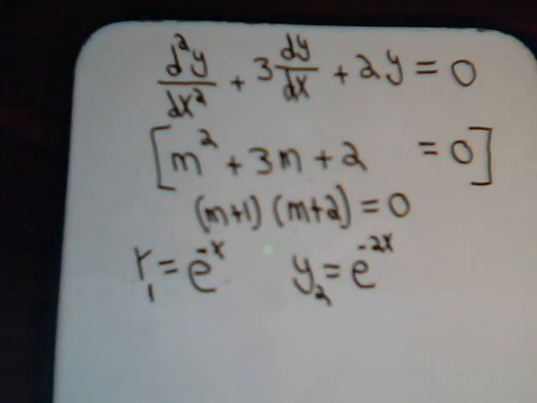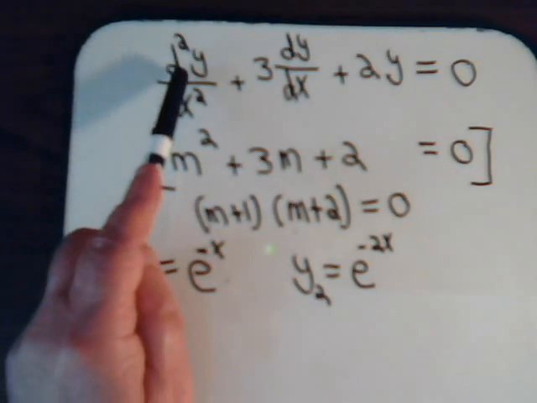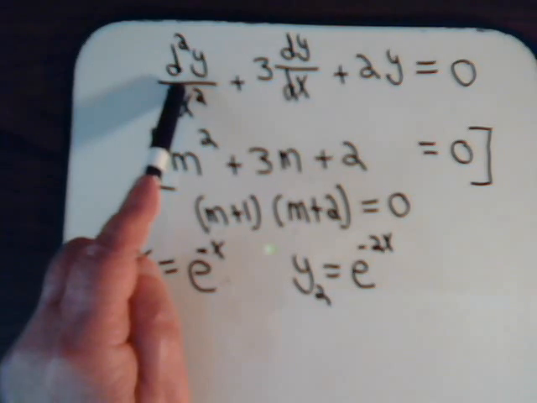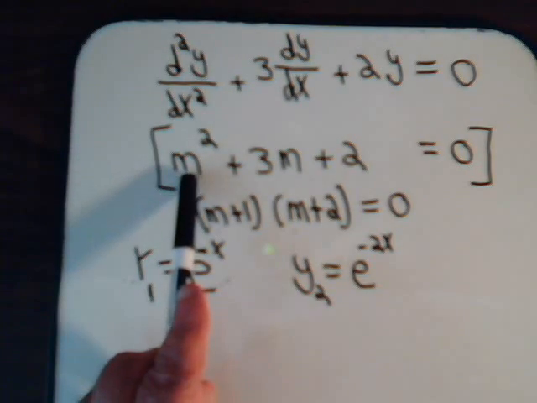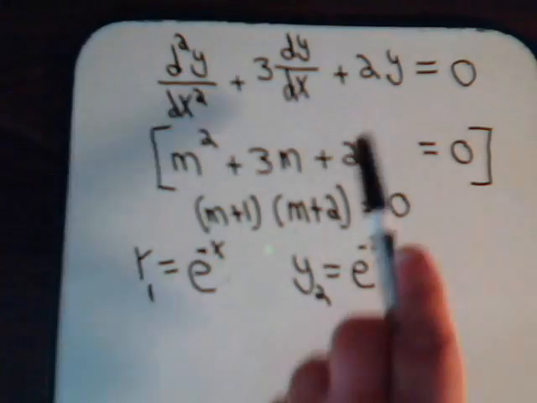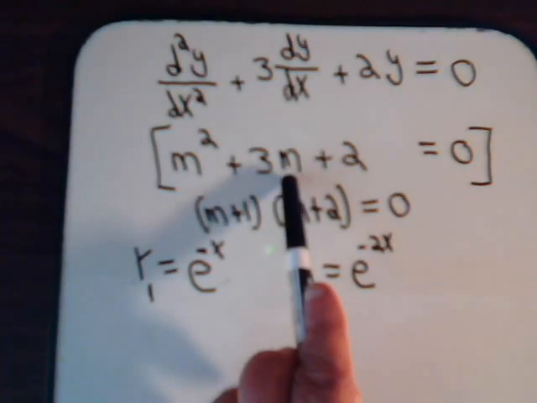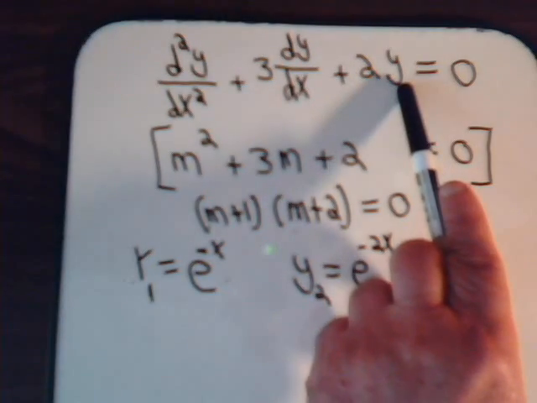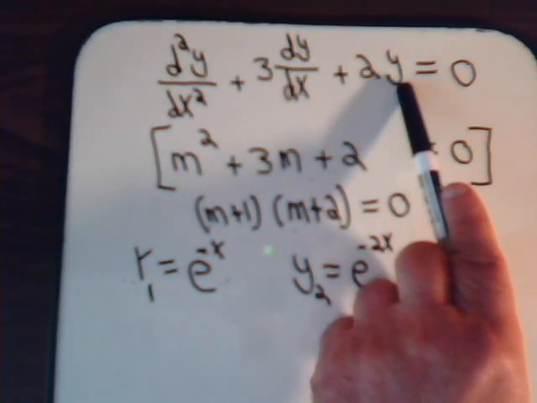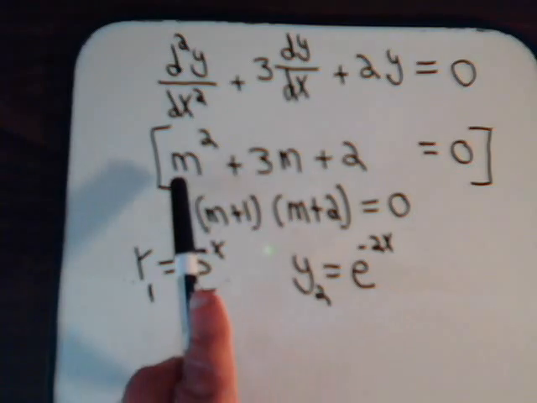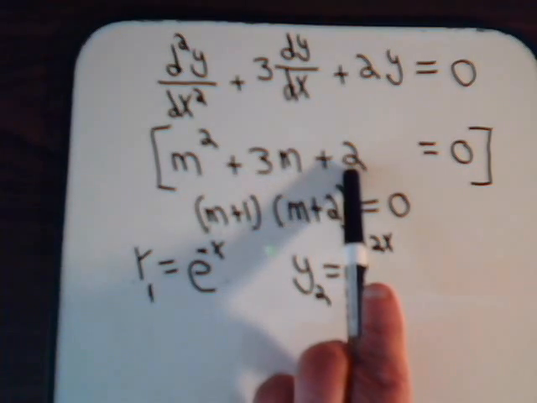But now the strategy is, we have a second order derivative, replace that with m to the second power. We have a first order derivative, replace that with m to the first power. A zero order derivative, replace that with m to the 0, which is just 1. So our auxiliary equation is this.